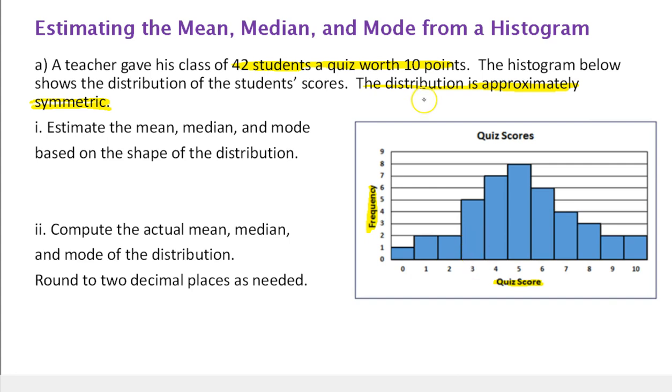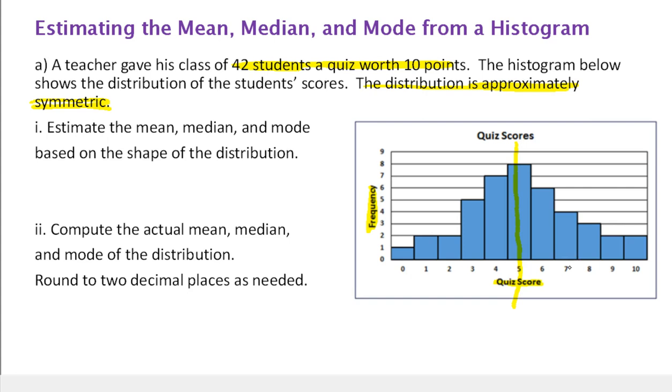We're told it's approximately symmetric. Looking at this graph, I can see that's true because here is the center. It's not exactly the same on both sides. It's not a mirror image, but it's pretty close. This bar to the left is a little bit bigger than this bar. This bar is a little higher than this one, but then this one's higher than this one. These two are the same, and scores of 10 are higher than 0. So they're about equal. They're close enough to be symmetric.